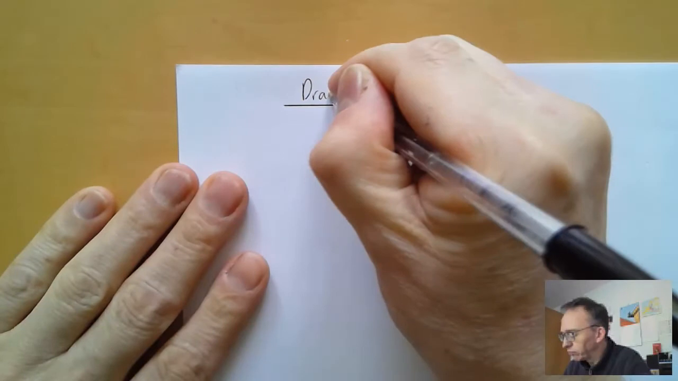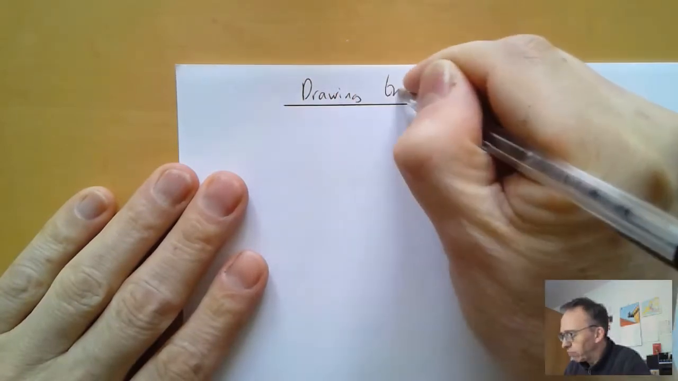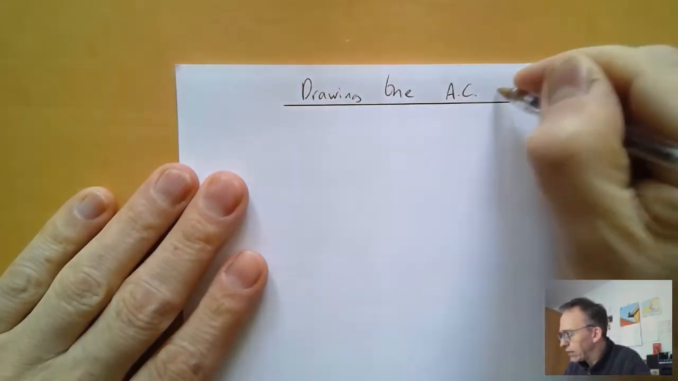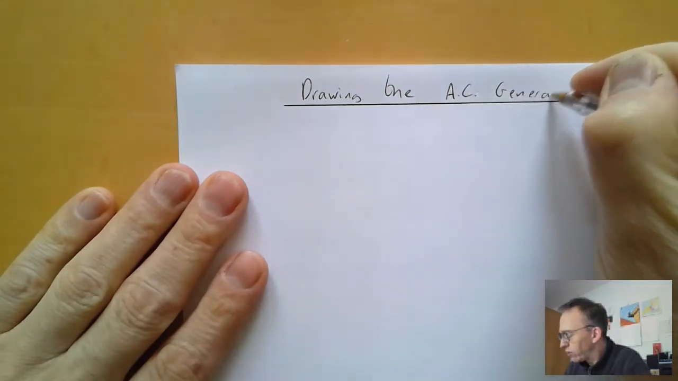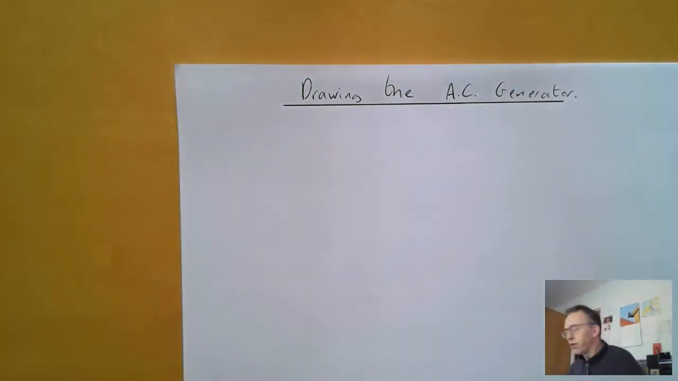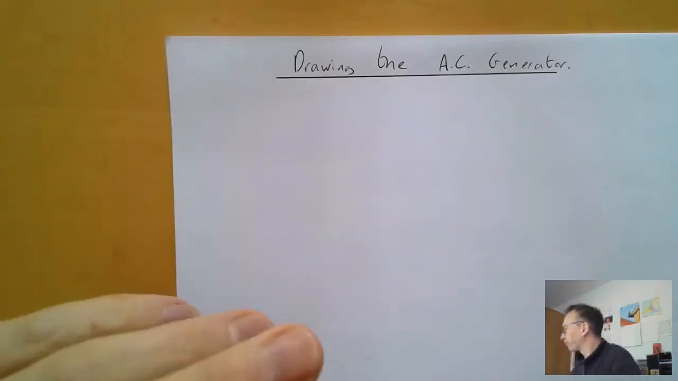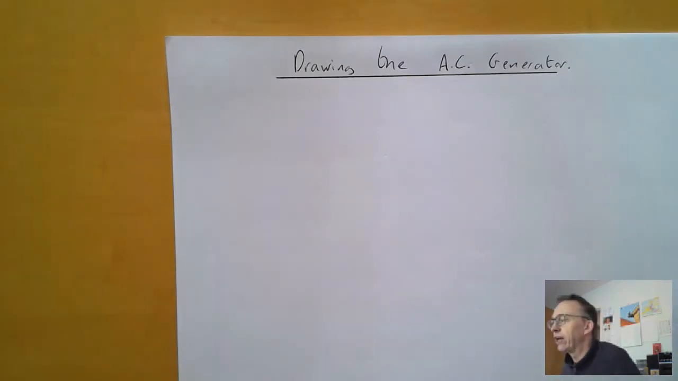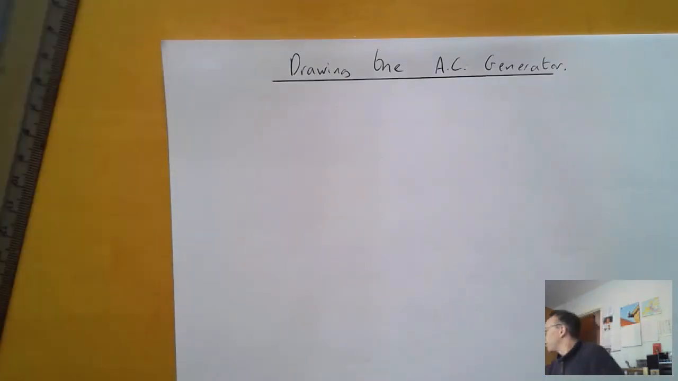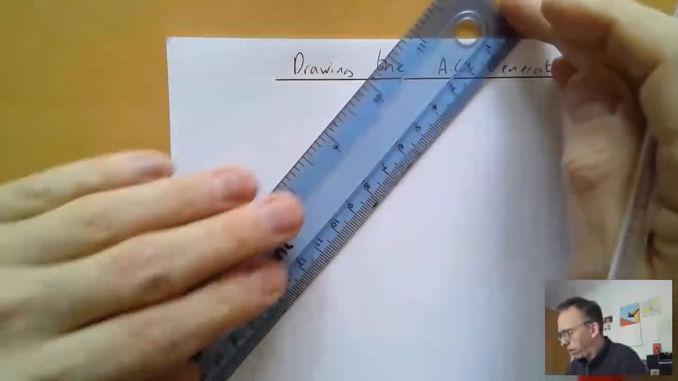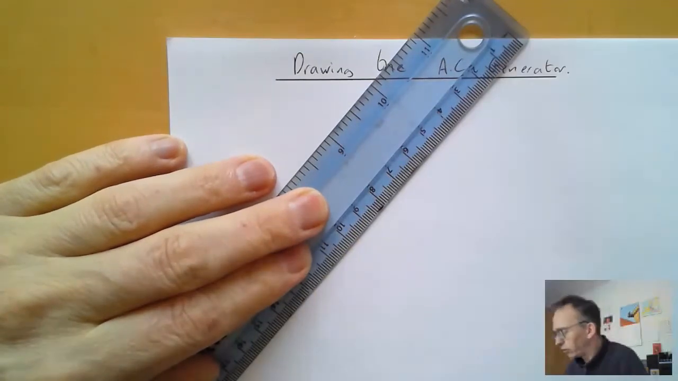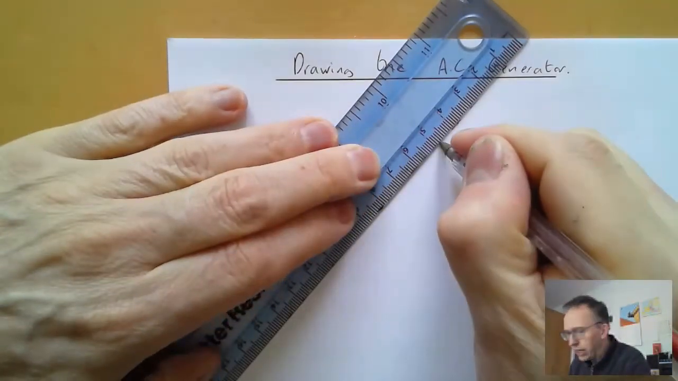So, we'll make our title Drawing the AC Generator. Now, the first diagram that we'll draw is the general arrangement of the generator. And so I think the easiest way to do this is to start with the axis through the middle. Okay, I'm going to go here. And I'm going to do this in red.